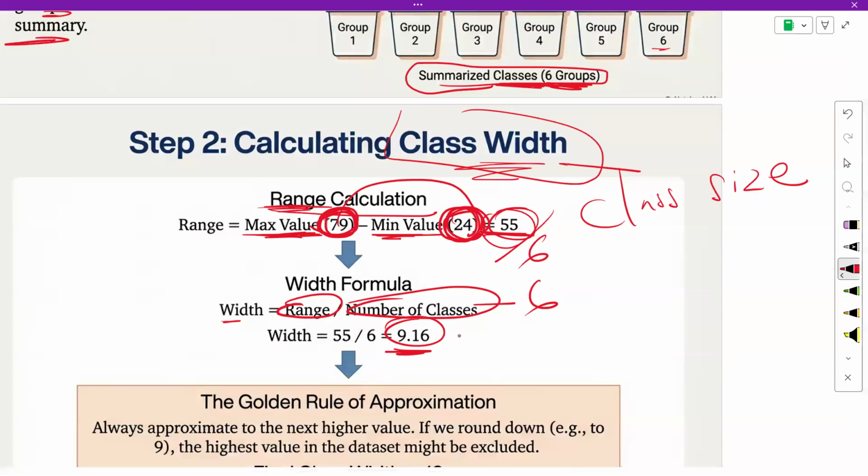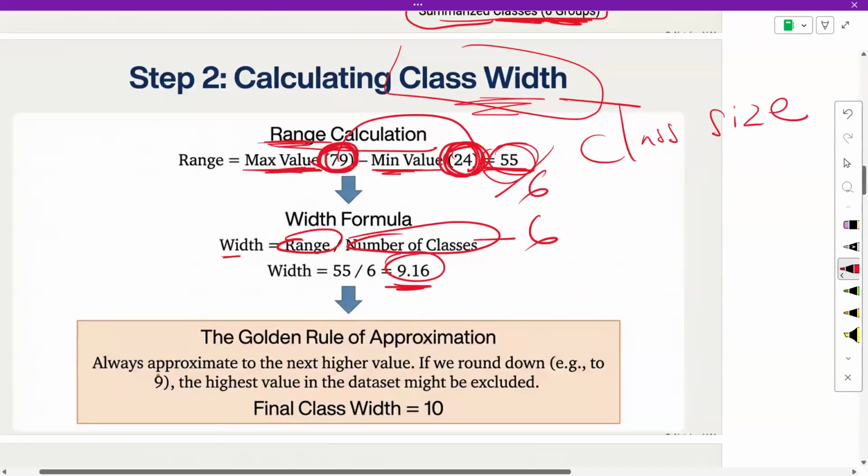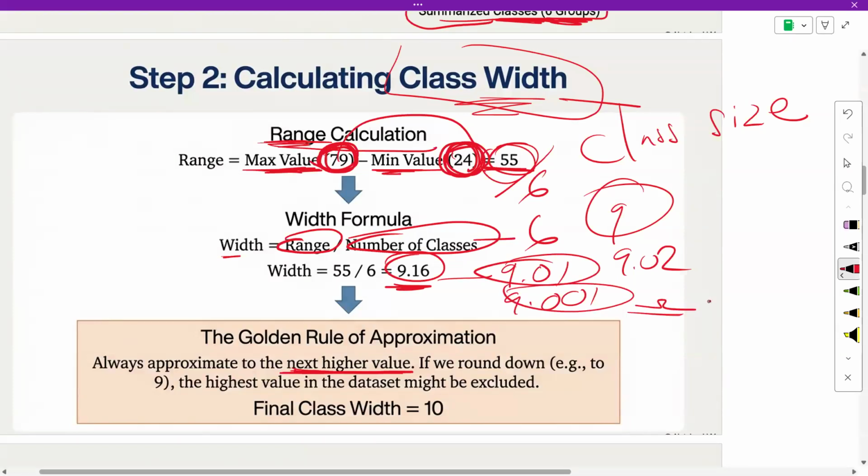Here we have to remember, always approximate to the next highest value. Sometimes you may get a value from another calculation, say 9.01 or 9.001 or 9.02. Mathematically, when we approximate, it is equal to 9. But here you have to approximate to the next higher value. Even though it ends like this, you have to make it the next higher value, which is 10.